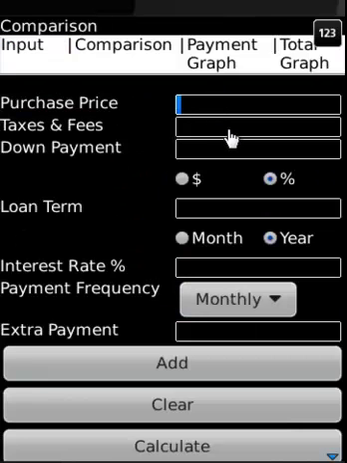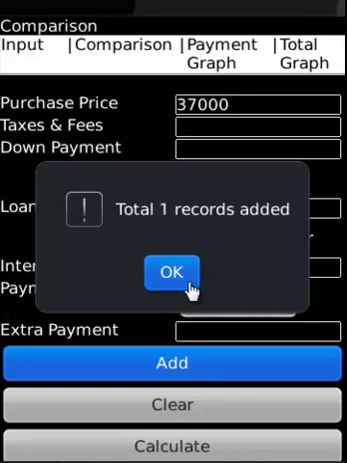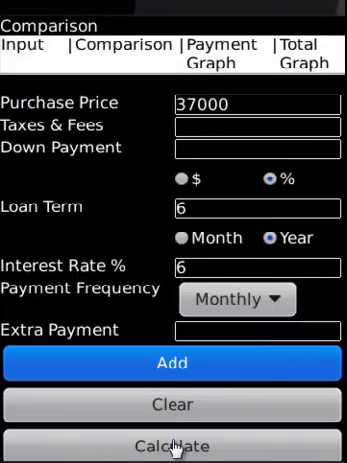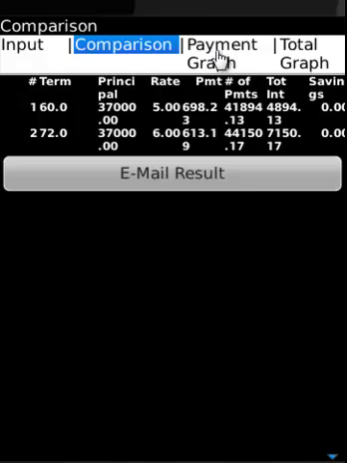Now comparison, and compare 2 or more loans, say 37,000. Here loan term is 5 years and 5% interest rate, so that we want to compare against 6 years and 6% interest rate and see how, this is the summary.